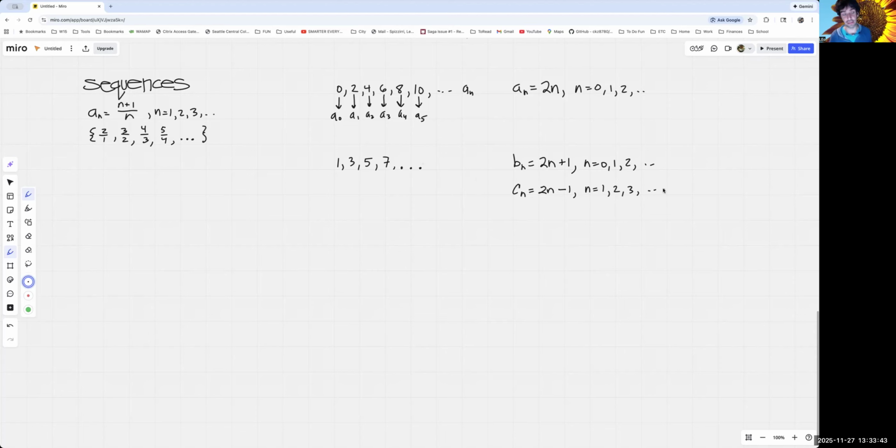Part of the reason we sometimes have to index differently is something that will happen way down the line, when you're combining sequences or eventually series, and you're trying to match indexes. If one's written one way and one's written another, being able to shift around a little bit and still come up with the same sequence is important. All right, let's do another one. Let's get a little trickier here.